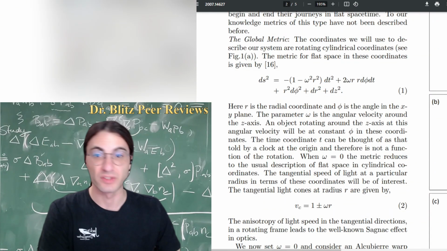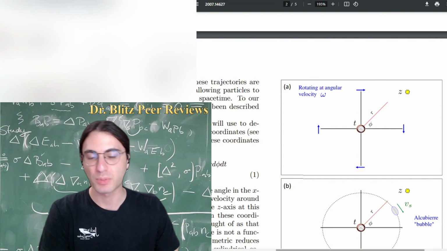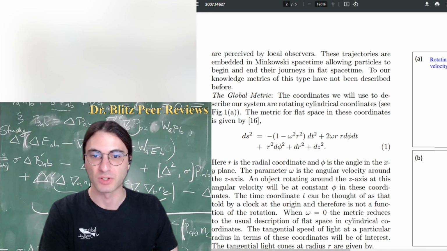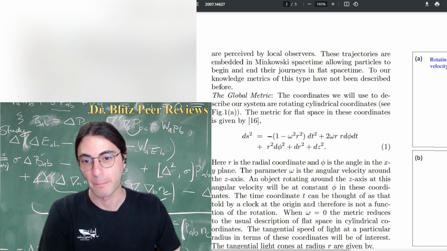So all they're doing is describing regular flat spacetime, but in these strange, rotating coordinates. So in particular, we're going to have a mixing between the angular position and the time position. And that's exactly what we see.